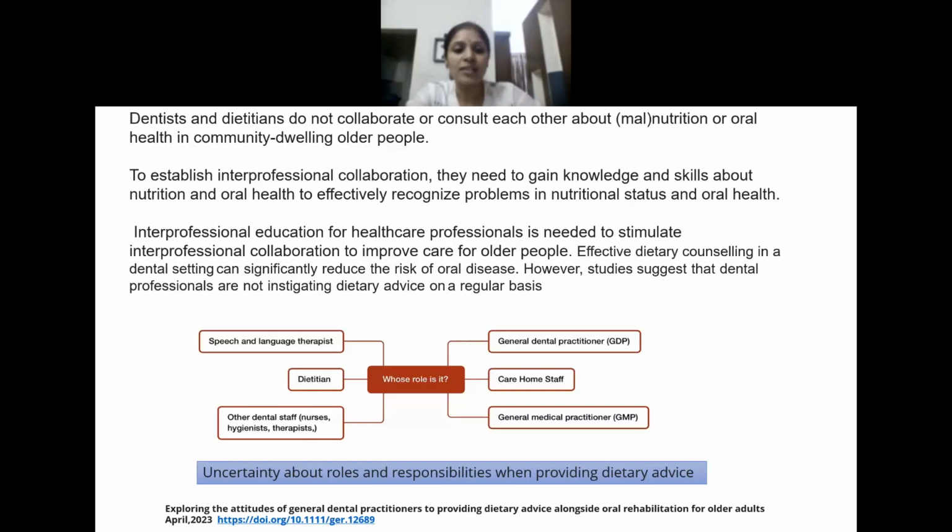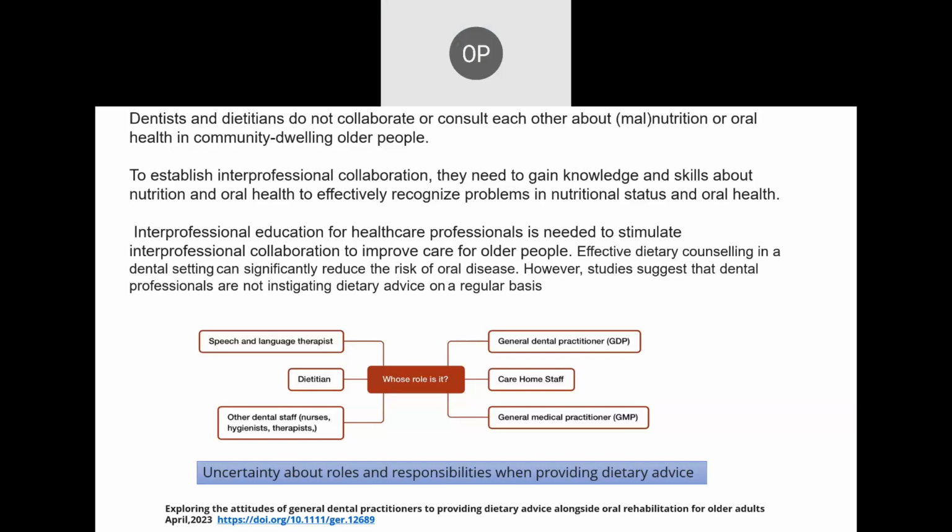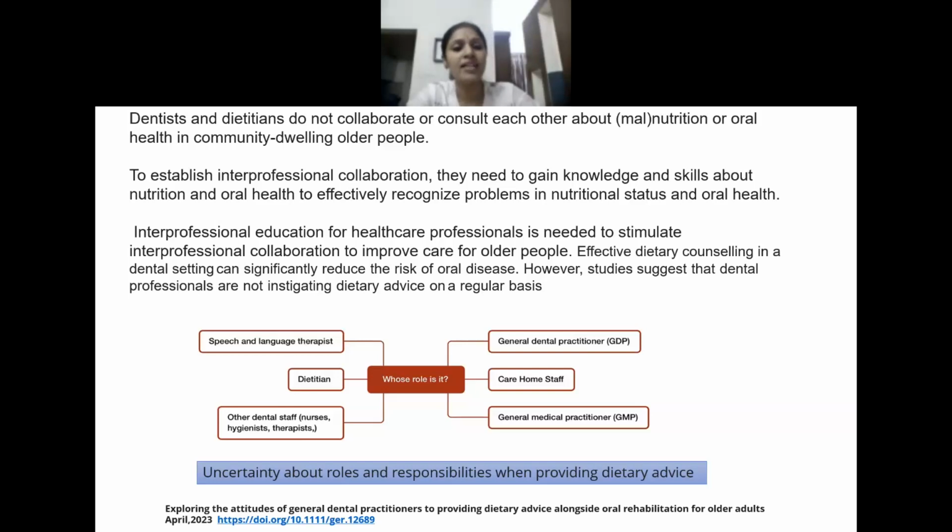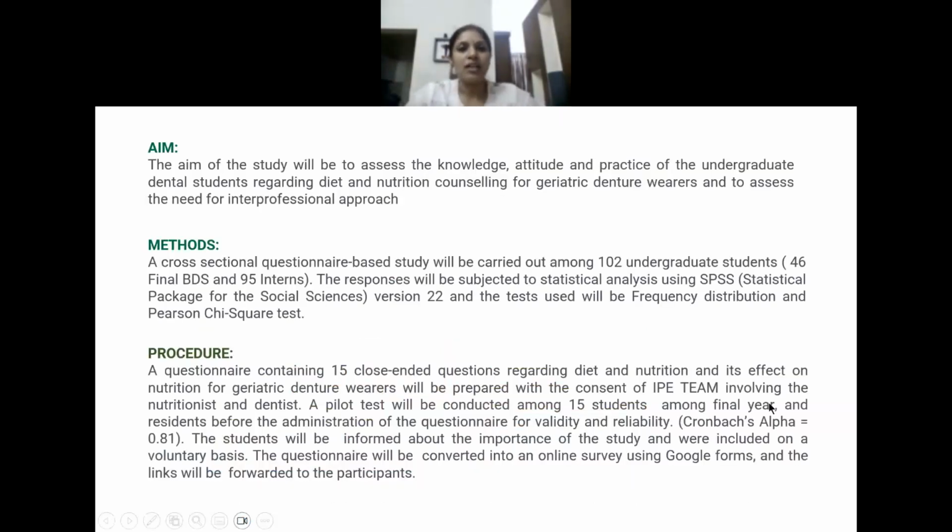So the question that arises is, whose role is it to give dietary advice to our prosthodontic or geriatric denture wearers? Hence, there is uncertainty about the roles and responsibilities when providing dietary advice. Hence, the aim of the present study is to assess the knowledge, attitude, and practice of undergraduate dental students regarding diet and nutrition counseling for geriatric denture wearers, and to assess the need for this interprofessional approach.